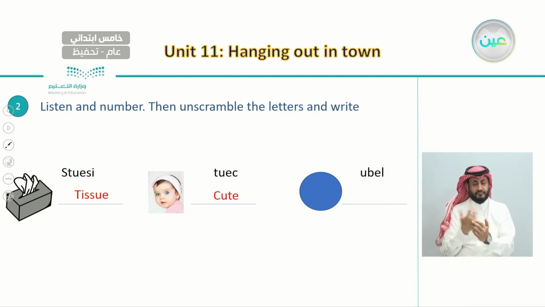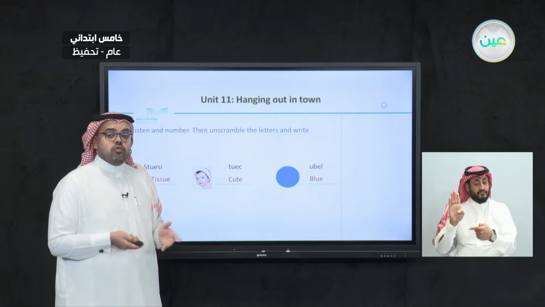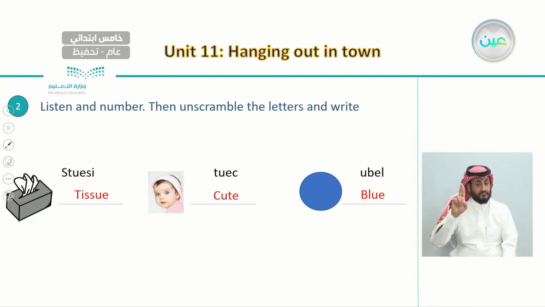Now let's listen to the third word. The third word we have represents this color. Can you name this color? It is blue. It is blue. So how can we write blue? Of course, we should write it like this. Blue. Now, after answering or unscrambling the first three words, let's read them again, and this time I need you, when you listen, to say them after me.